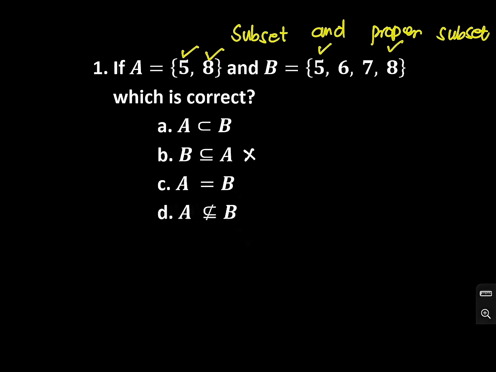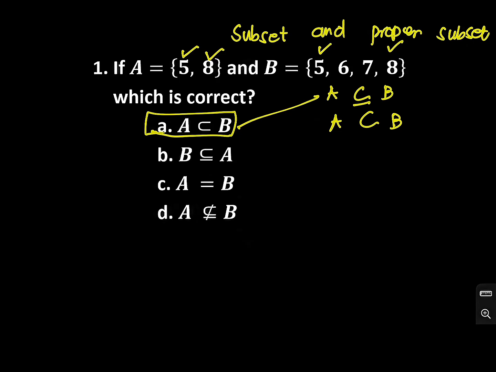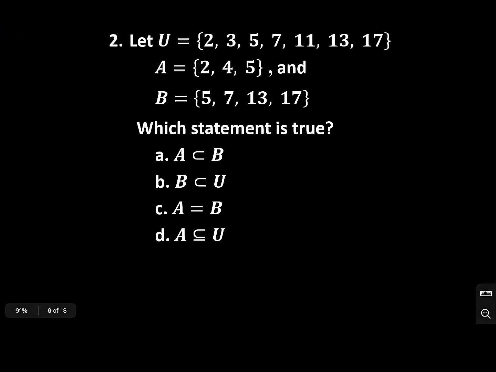Let's move on to letter C. A is equal to B. Here, our only choices are subset and proper subset. We will not use equal. In letter D, A is not a subset of set B. Then it's also false, because A is a subset and proper subset. So the best option is letter A. A is a subset of B, and also A is a proper subset of B.